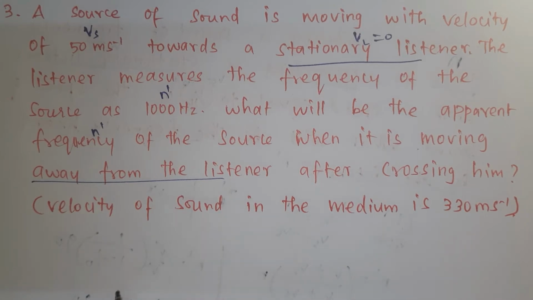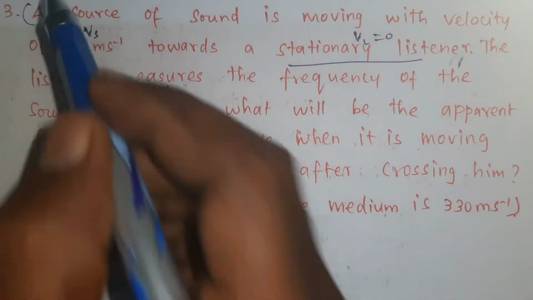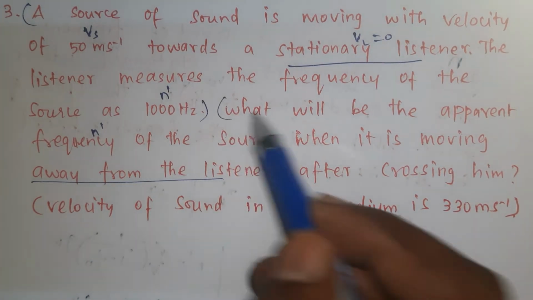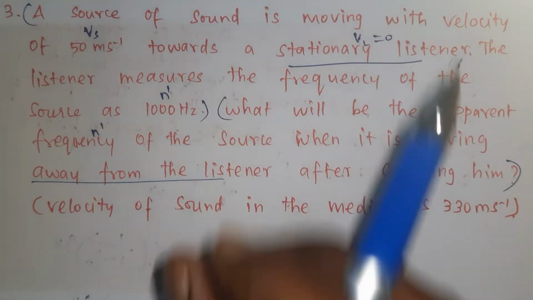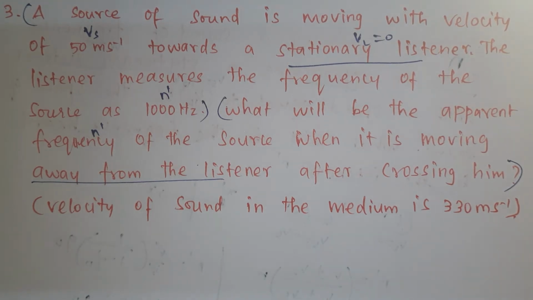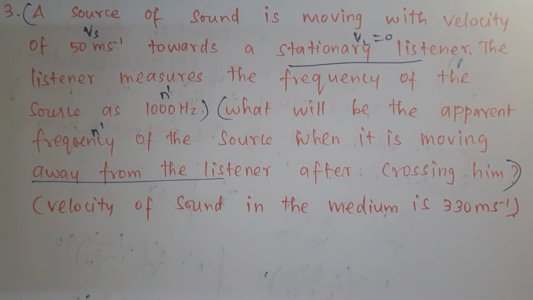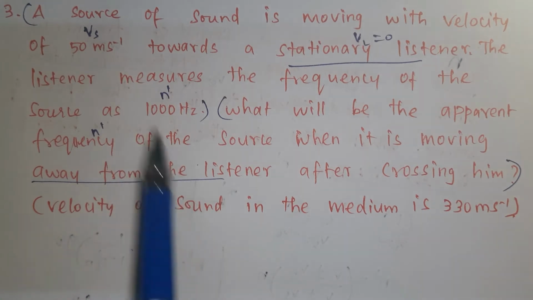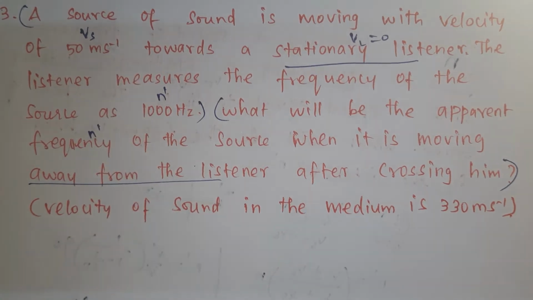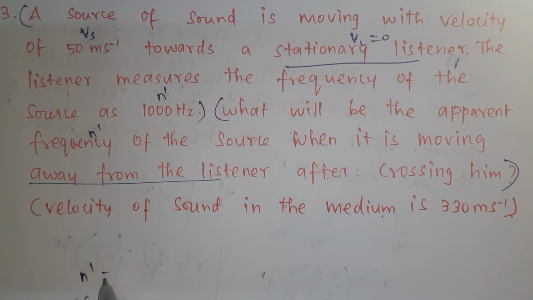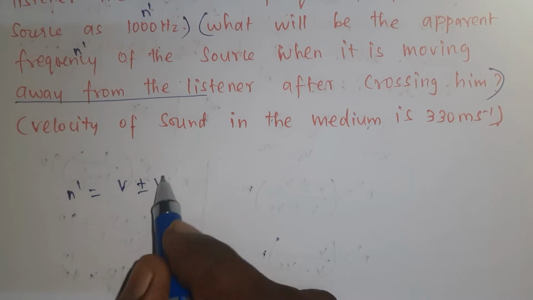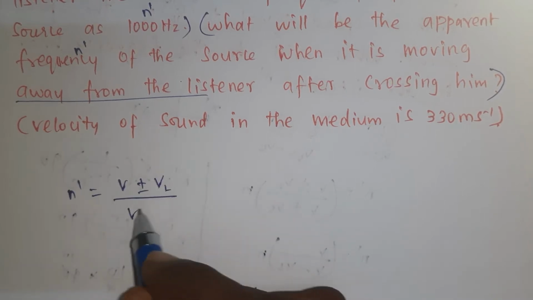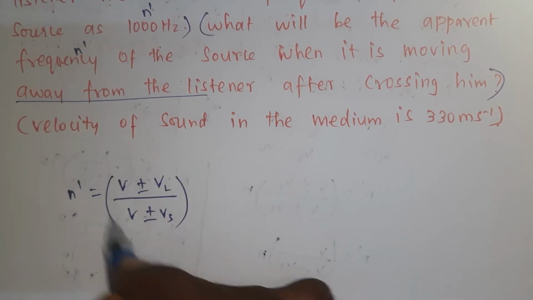Here there are two situations. This is the first situation, and this is the second situation. Between these two situations, there is some common concept, a common value. The common concept is nothing but the frequency of the source. We can use this formula: n dash is equal to (v plus or minus vL) by (v plus or minus vs) into n.